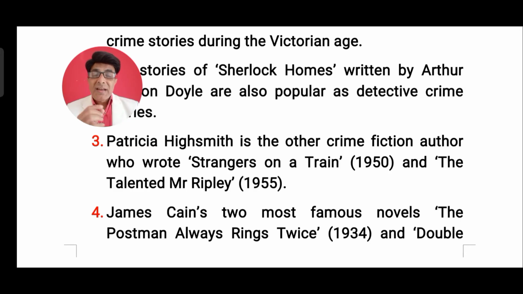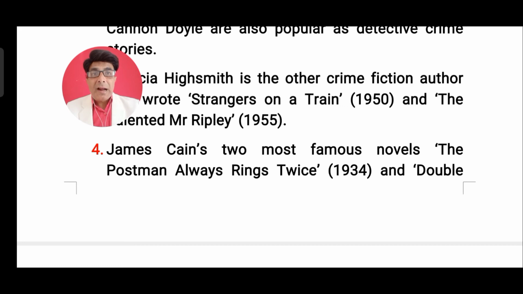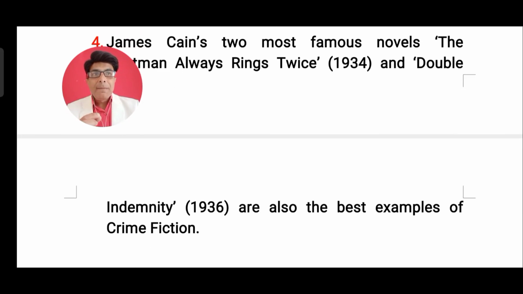Patricia Highsmith is another crime fiction author who has written these two, Strangers on a Train in 1950 and The Talented Mr. Ripley in 1955. They are also very popular crime fictions. And Cain has also written these two important crime fictions, The Postman Always Rings Twice and Double Indemnity, published in the first half of the 20th century. So these are some good examples of crime fictions. I hope now the idea is clear.